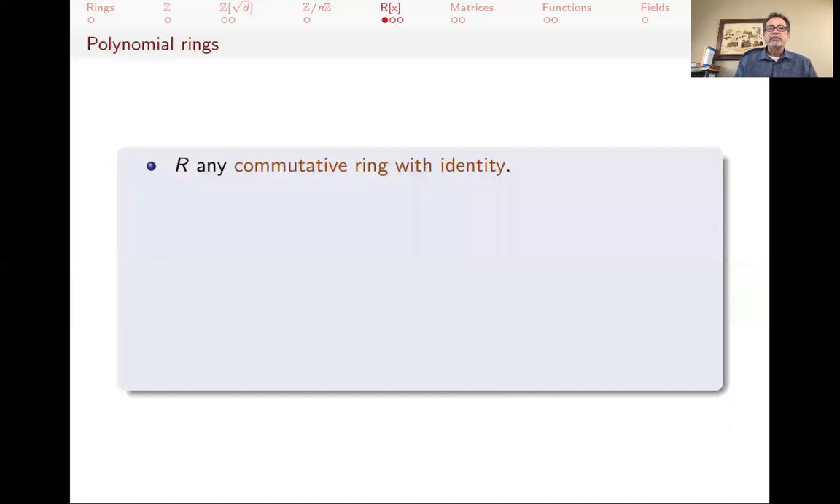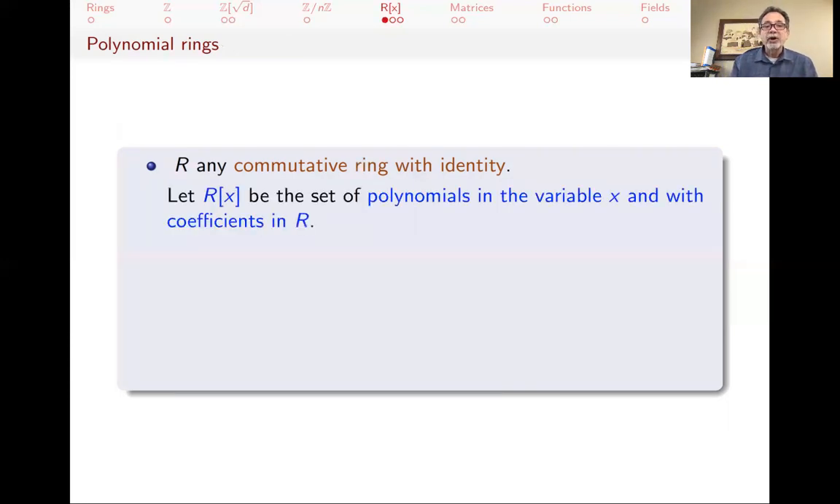Okay, now we move on to polynomial rings, which are another source of examples for rings. You start with any commutative ring with identity, any one you like, maybe the real numbers, maybe the complex numbers, maybe one of those quadratic integer rings. Then R[x] is going to be the set of polynomials in the variable x with coefficients in R. So you pick polynomials, but your coefficients come from a commutative ring with identity.